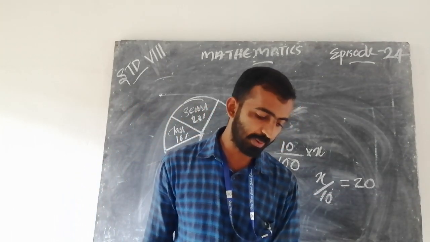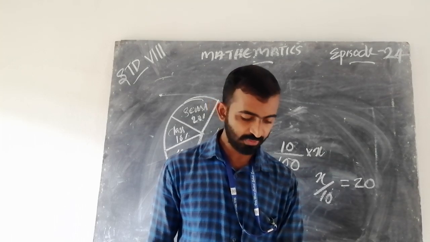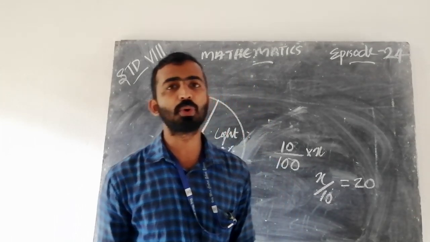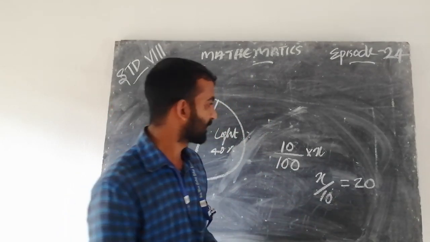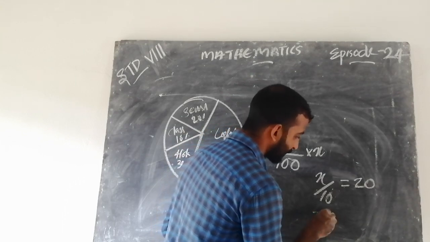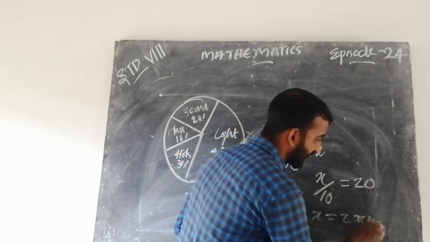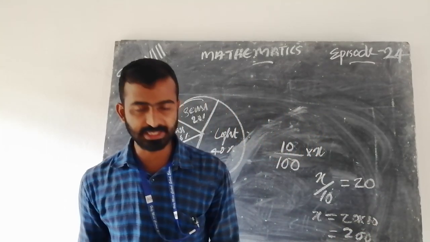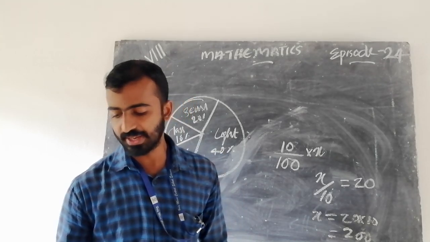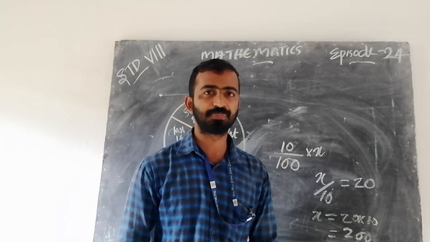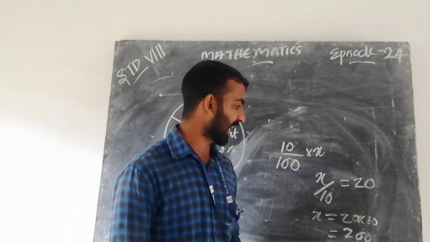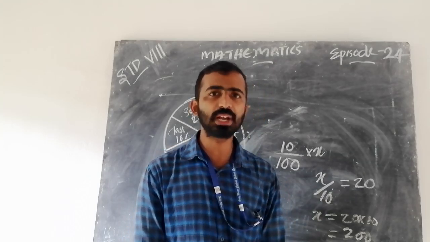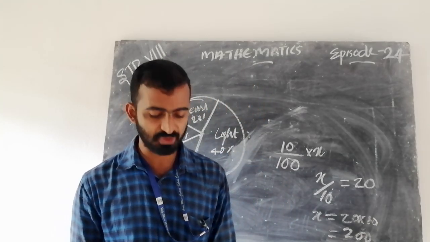If 20 people liked classical music, how many young people were surveyed? We want to know the total number. That is X equal to 20 into 10, we get 200. X is the number of people surveyed. That is, X is 200. Hence 200 young people were surveyed.